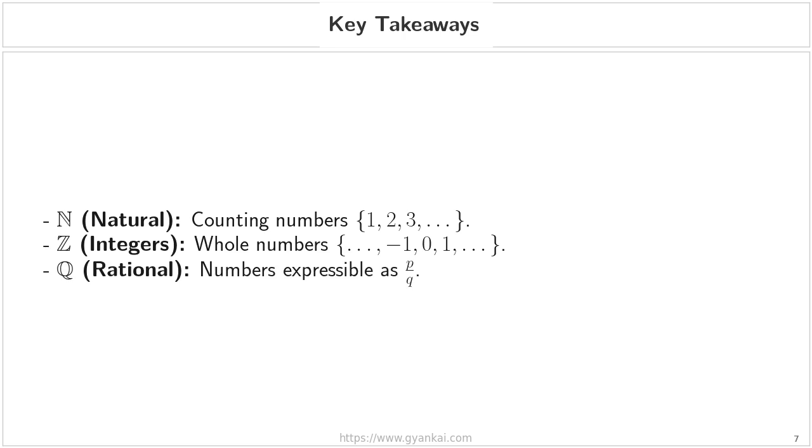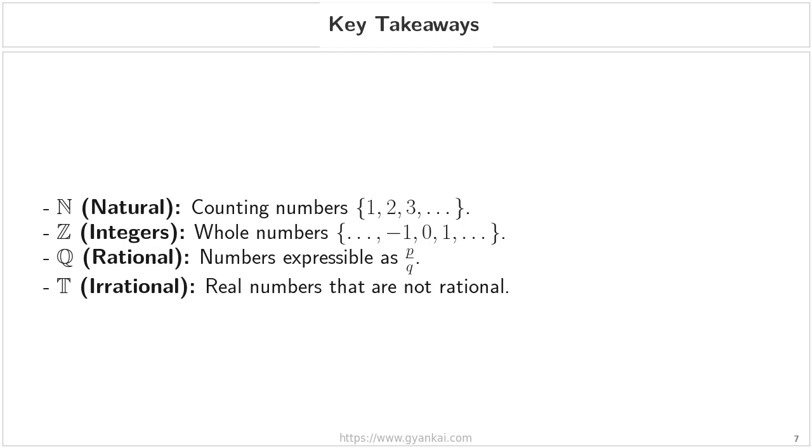Then, we move to the rational numbers, which we denote with the symbol Q as we discussed with the pizza example. These are any numbers that can be expressed as a fraction or p over q, where both p and q are integers and q is not 0. On the other hand, we have the irrational numbers, denoted by the symbol T. These are the real numbers that simply cannot be written as a simple fraction. Their decimals go on forever without any repeating pattern.